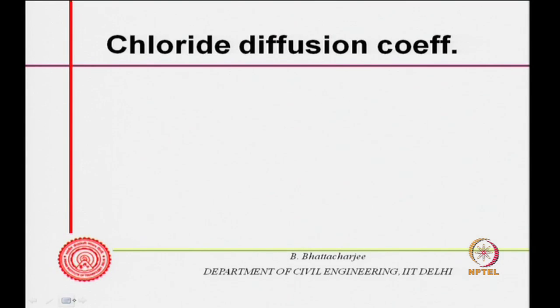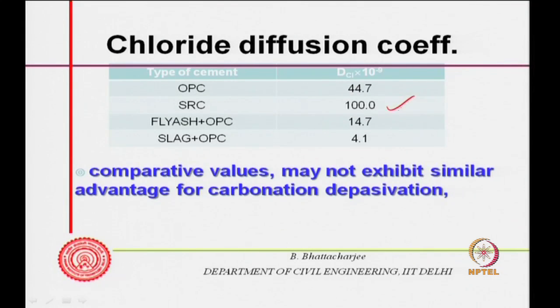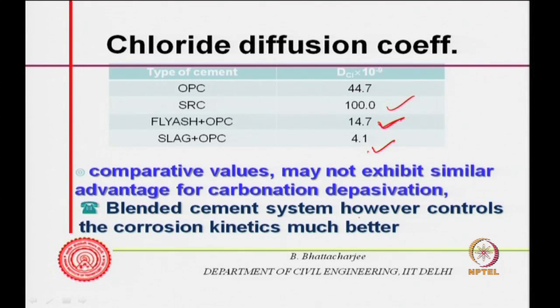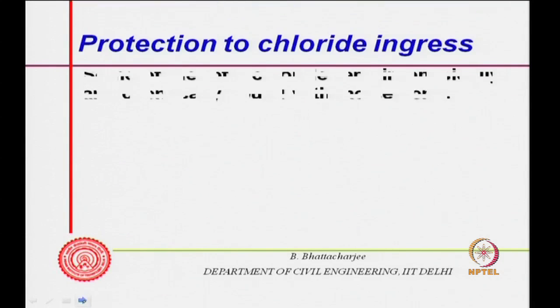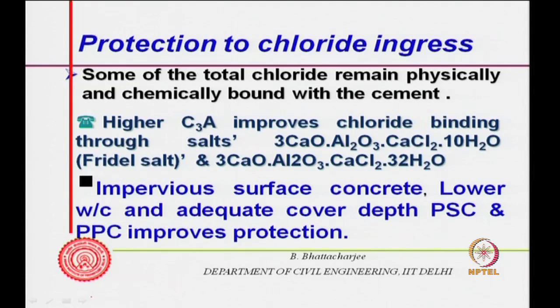Well, these are some guidelines available, but may not be very accurate, though they can be used for in situ concrete. Regarding chloride diffusion coefficient, it has been seen that sulphate resistant cement gives a high chloride diffusion coefficient compared to slag OPC combination or fly ash OPC combination. So, sulphate resisting cement is no good for chloride situations. Blended cements, however, control the corrosion kinetics much better, that is well understood. But with respect to carbonation, of course, we have already said that this may not be very good. I think we will close down here.